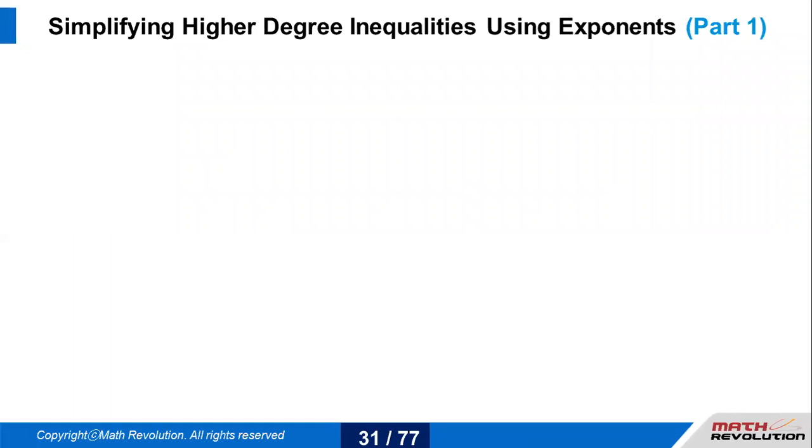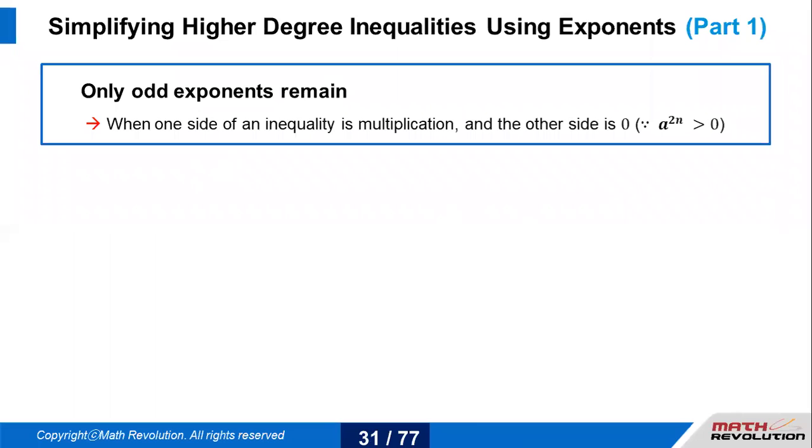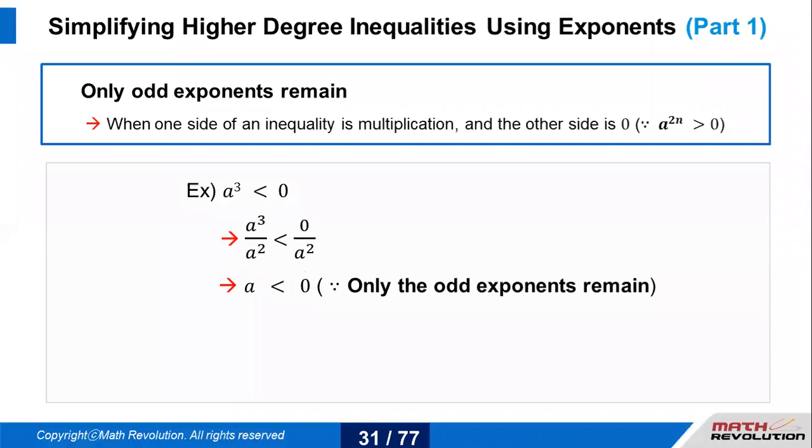Now let's talk about simplifying the higher degree inequalities. This is one of the most important rules, so please pay attention. It says only odd exponents remain. So if there happens to be an inequality with 0 on the other side, like in the example here, a cube is less than 0.